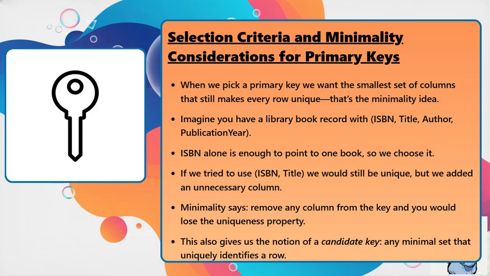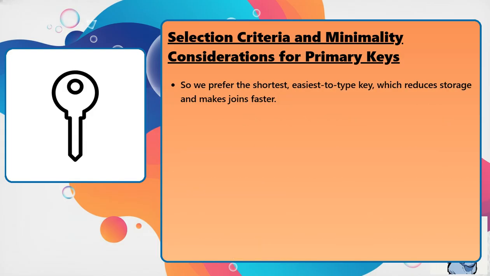This also gives us the notion of a candidate key: any minimal set that uniquely identifies a row. So we prefer the shortest, easiest to type key, which reduces storage and makes joins faster.